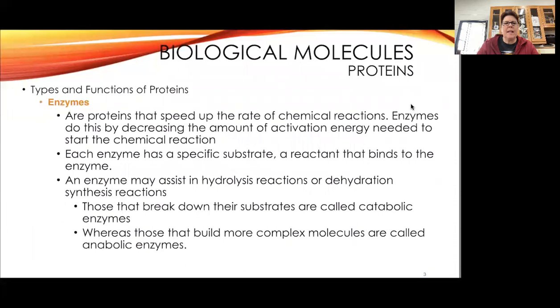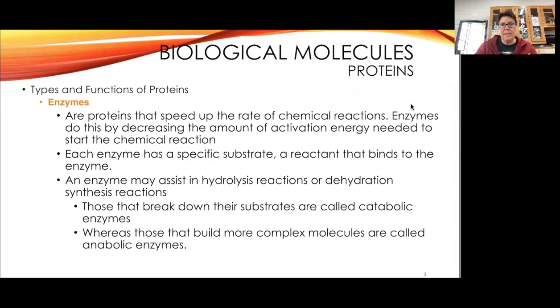So when we talk about some types and functions, we'll talk about enzymes. We're going to be doing some labs with enzymes. They are proteins that speed up the rate of chemical reactions. They do this by decreasing the amount of activation energy. So activation energy is kind of like that hill you need to get over to get things started. It's kind of like you in the morning, right? Once you can get out of bed, it's all good. You need that activation energy to get going. So what enzymes do is be like having a bed that just shoved you off, right? So it lowers the amount of energy that we needed to get started.